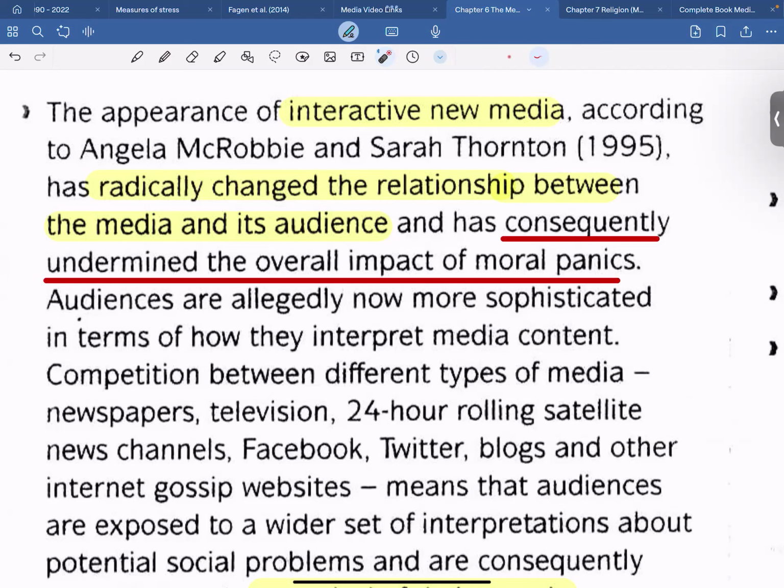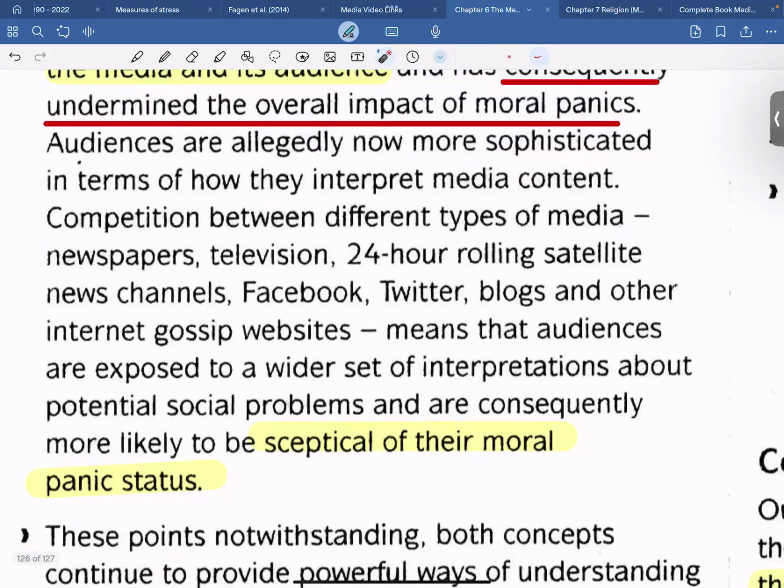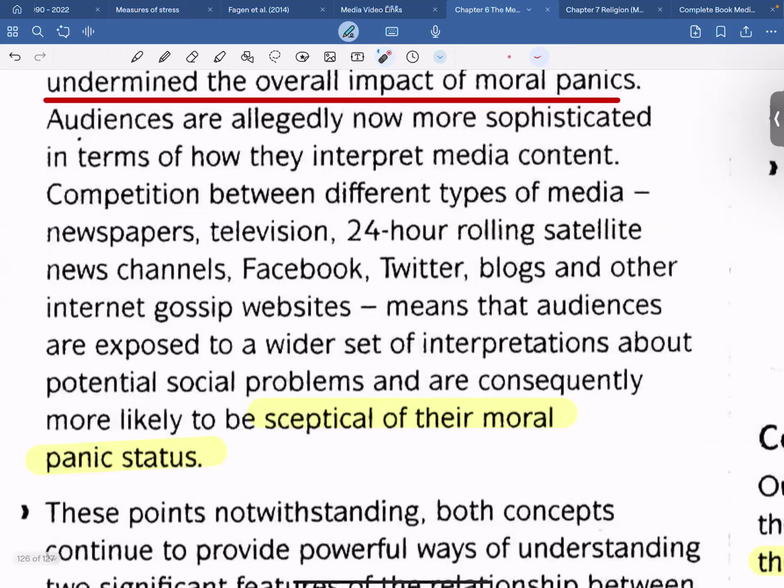Audiences are allegedly now more sophisticated in terms of how they interpret media content. Competition between different types of media, such as newspapers, television, 24-hour rolling satellite news channels, and social media websites and applications like Facebook, Twitter, blogs, Snapchat, Instagram, internet gossip websites, and so on, means that audiences are more exposed to a wider set of interpretations about potential social problems and are consequently more likely to be skeptical of their moral panic statuses.